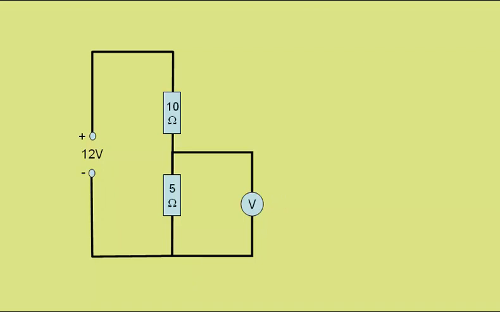Having the resistors the other way round, with the 5 ohm resistor at the bottom, this would now take half the potential difference of this one. The voltmeter would now read 4 volts.